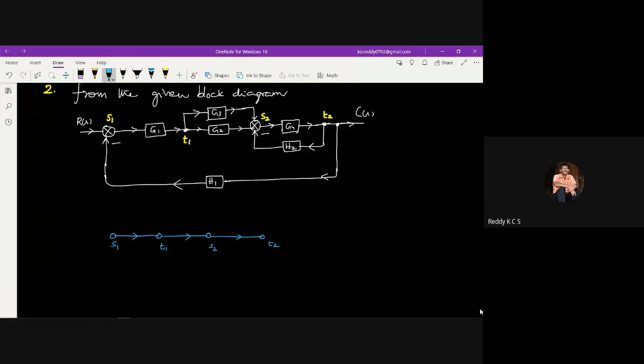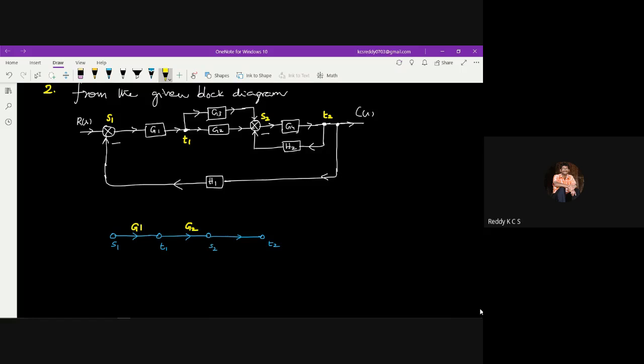Now you just draw what signals are coming from the summing point to takeoff point 1. There is one signal flowing with the block gain transfer function of G1, so I can represent the block gain here with G1. So S1 to T1 with a block gain is G1. Whatever is in the blocks has to be represented as a block transfer function or a branch gain. Similarly, from takeoff point 1, one signal is moving directly in the direction of S2, and one is coming in parallel to this with a G3 value. So this T1 to S2 is G2.